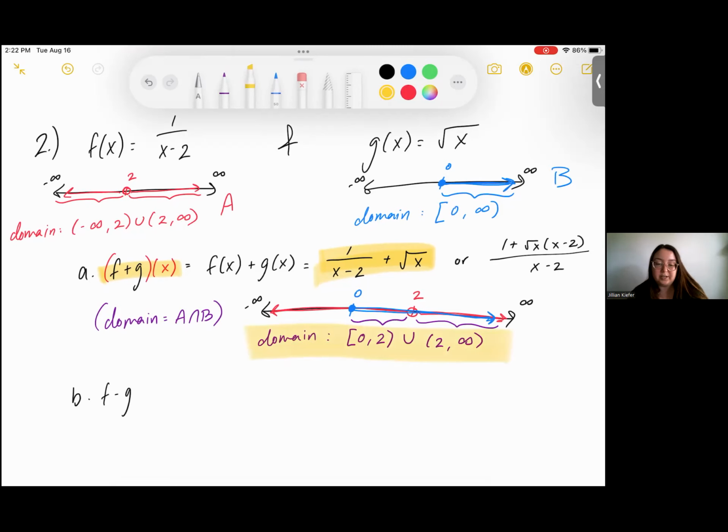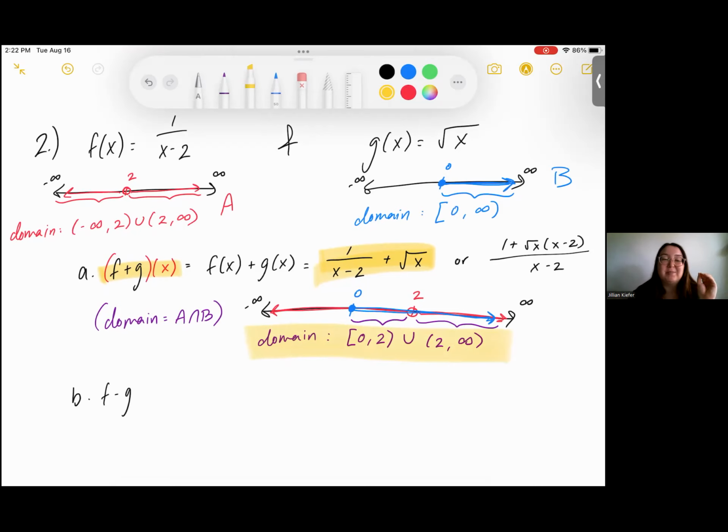The interval here for our domain is 0 to 2, including 0, not including 2, union 2 to infinity, not including 2. This answer here, this is A intersect B. So that would be our answer.